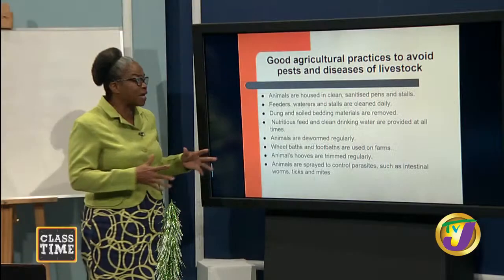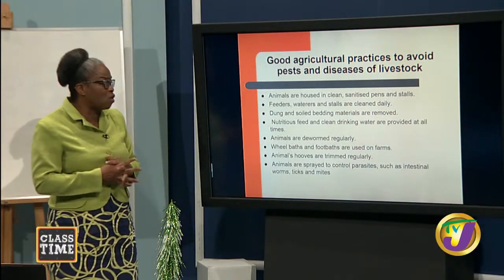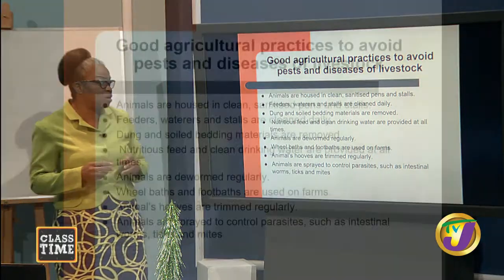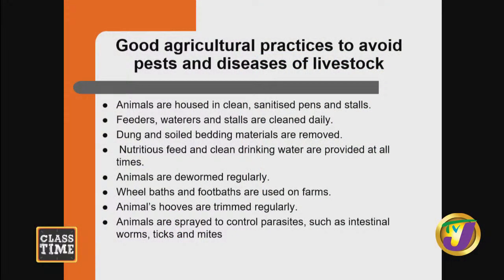And we need to practice what we call good agricultural practices to avoid pests and diseases of our livestock. The house must be clean and sanitized. Clean the feeders and waterers. Move what we call waste out of the house. Provide good nutritious feed for them. Deworm them regularly. Have your foot bath at the entrance of your house. These things are very, very important.